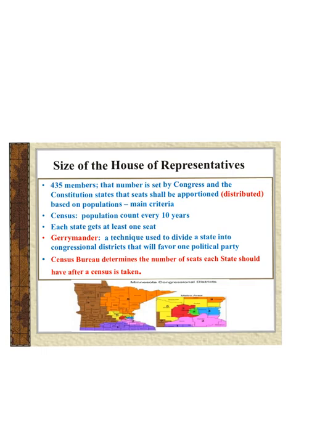Census. A census is a population count taken every 10 years in the United States. It usually is taken at the beginning of each decade. Each state gets at least 1 seat in the House of Representatives. Gerrymander. Gerrymander is a technique used to divide a state into congressional districts that will favor one party over another. Census Bureau. The Census Bureau determines the number of seats each state shall have after a census is taken.